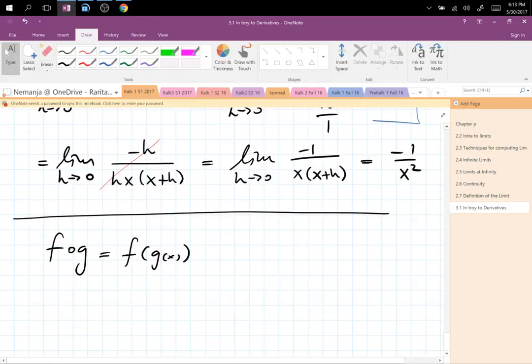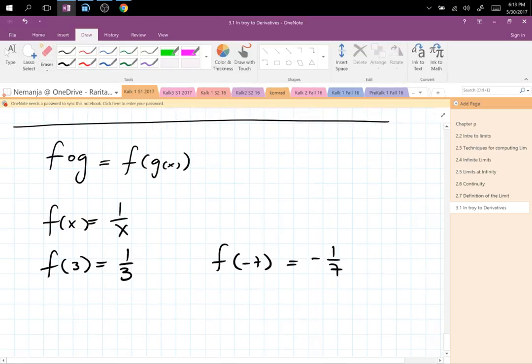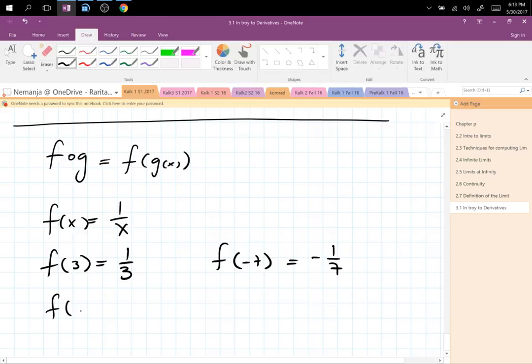So if I have f of x equals 1 over x, I can have f of 3, that will be 1/3. I can have f of negative 7, that will be negative 1 over 7. I can have f of a, which would make it 1 over a. I could have f of x plus h, which would make it 1 over x plus h. I am taking this out and replacing it with whatever is entirely in the parentheses.